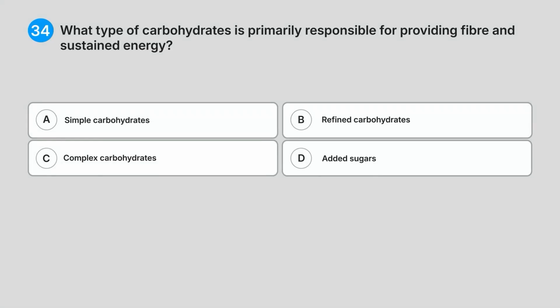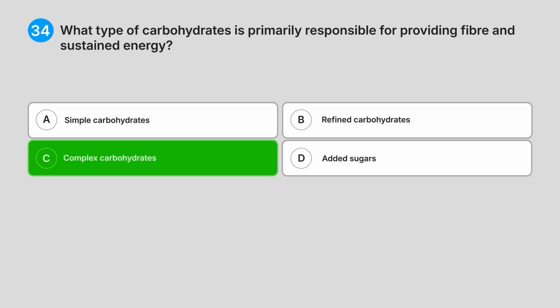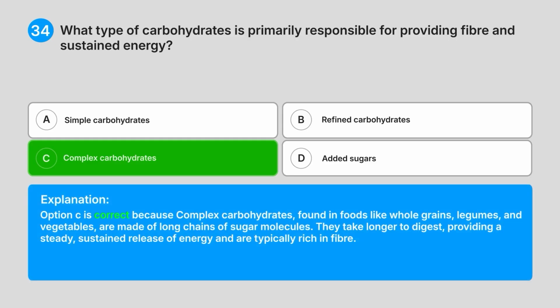Correct answer, C. Complex carbohydrates. Explanation: option C is correct because complex carbohydrates, found in foods like whole grains, legumes and vegetables, are made of long chains of sugar molecules. They take longer to digest, providing a steady, sustained release of energy, and are typically rich in fibre.